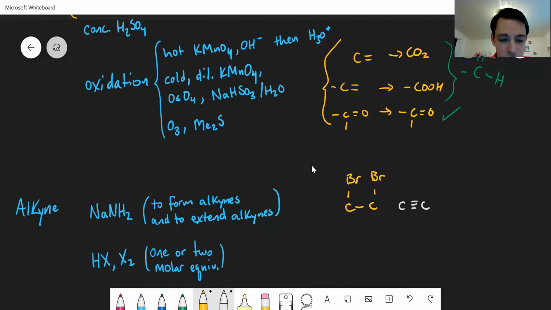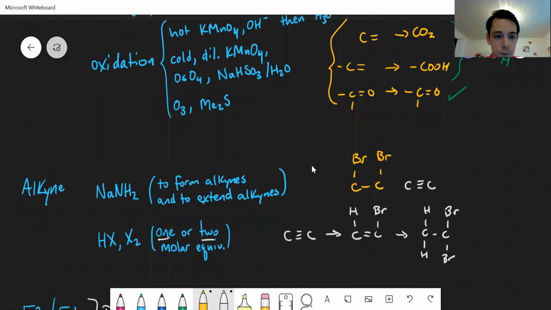HX, that would be HCl, HBr, or X2, which is Cl2 or Br2, can both be added to alkynes, but unlike how they react with alkenes, we can choose to react either 1 or 2 molar equivalents. If we reacted only 1 molar equivalent, then we would just take that triple bond down to a double bond. And suppose we were adding HBr, we would be left with an alkene with a bromine on it, something like a bromoalkene. Okay, if we reacted a second molar equivalent, we could take that to a geminal dibromo substance.